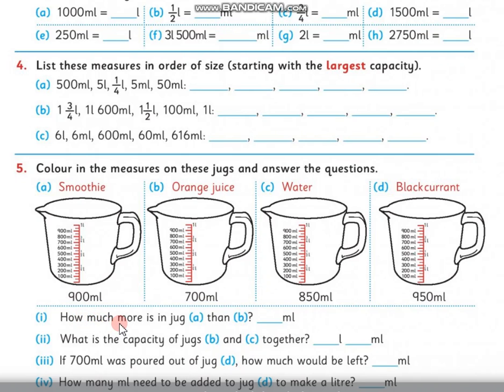So how much more? So we're looking for the difference between. What is the capacity altogether, or together means we're going to be using addition. If 700 milliliters was poured out of jug D, how much will be left? We're just looking at straight subtraction. How many milliliters need to be added to jug D to make it a liter? So here we're looking for the difference between a liter and jug D. The difference means subtraction. Okay, best of luck with them now, boys.